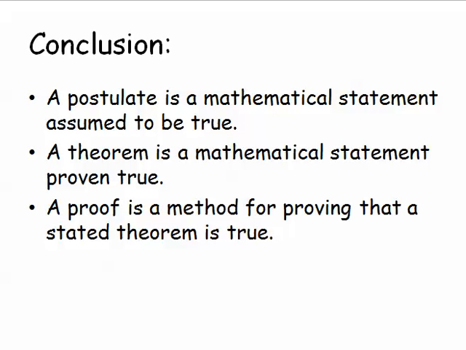So in conclusion, a postulate is a mathematical statement that's assumed to be true. We don't need a proof to do anything with it. A theorem is a mathematical statement that is proven true. We have to take the steps to prove that we can use it. And then a proof is the method for proving that a stated theorem is true.